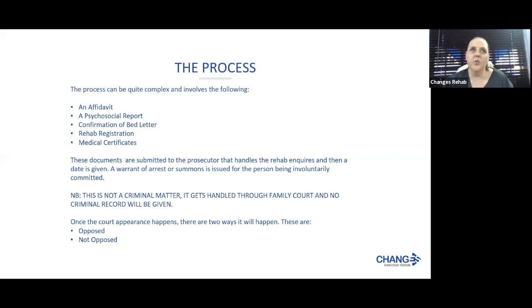And then obviously when I say warrant of arrest, everyone panics. The most important thing for you as families to understand is that this arrest is not a criminal arrest. It's not an arrest that will give your family or your loved one a criminal record. It's just an arrest to give the police permission to escort your loved one from their place of residence to the court to appear before the magistrate. So this act is set up in such a way that it does not create a criminal record for your family or your loved one.